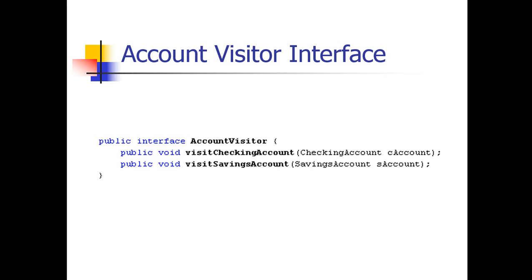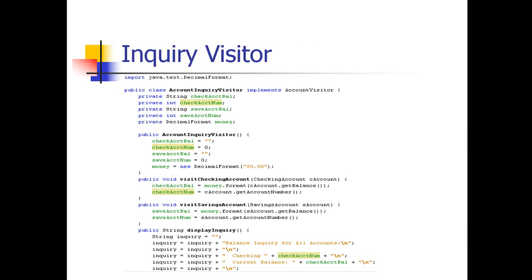In Java, this would look like the following. We'd have, in addition to our checking and savings account, which already exist, a visitor that knows how to visit the checking account and knows how to visit the savings account. So in code, it looks like the following. You see up at the top here, we have account inquiry visitor implements account visitor. So account visitor is just a generic abstract class that we can derive from.